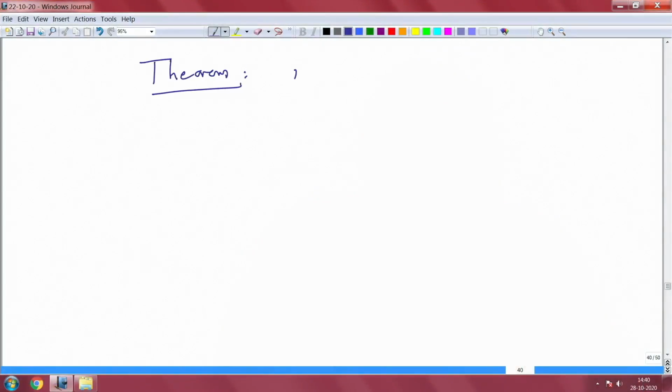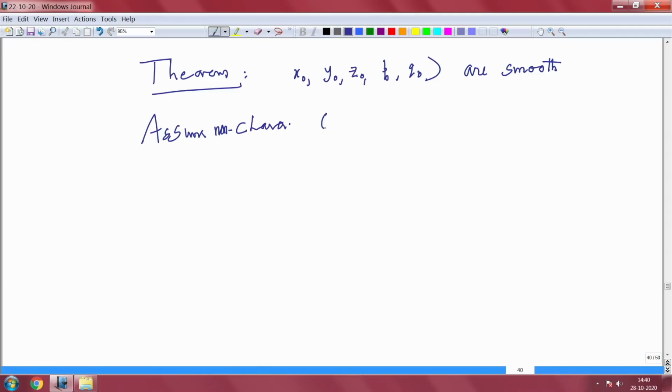So you define x naught, y naught, z naught, p naught, q naught, and these all have to be smooth. There are very precise conditions. If you want a very precise condition, look into our reference book. Assume non-characteristic condition. You do not want it to be characteristic. Non-characteristic condition is the condition for solvability.